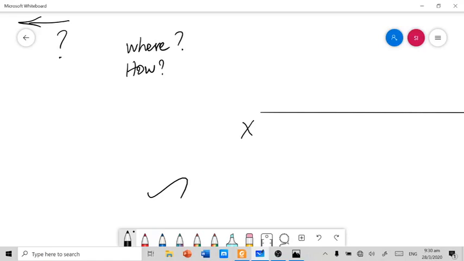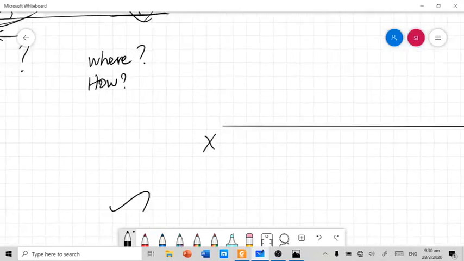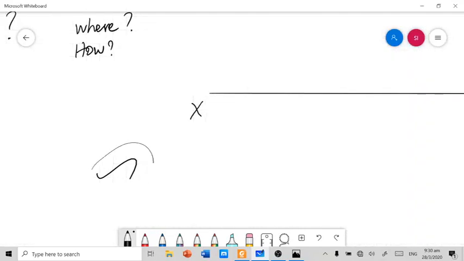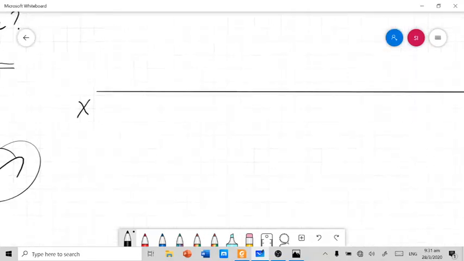First you have to find out where the base view will be obtained based on the current situation. In this problem, when you tilt the axis perpendicular to HP, the base view will be obtained in the top view. So you need to start the answer from the top view. The second question is how the base should be. In this problem, the solid is going to rest on HP by one of its base sides. So you need to draw a base with one side perpendicular to VP.